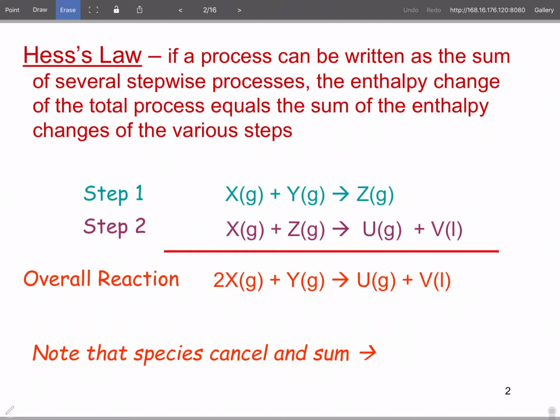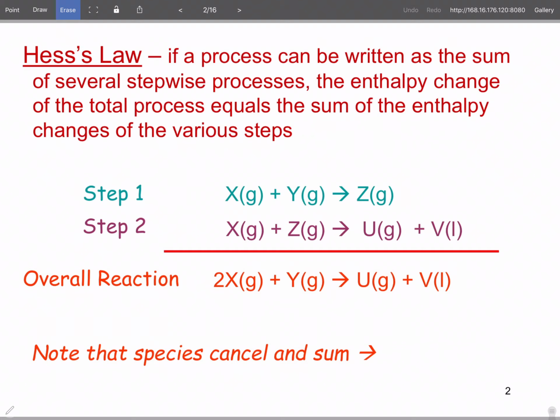Okay, deep breath. What? Okay, what this basically says is if you can do a process or a reaction in a series of steps and you know the energy of each step, if the steps sum to give you the reaction you're looking for, then you can add those values up.